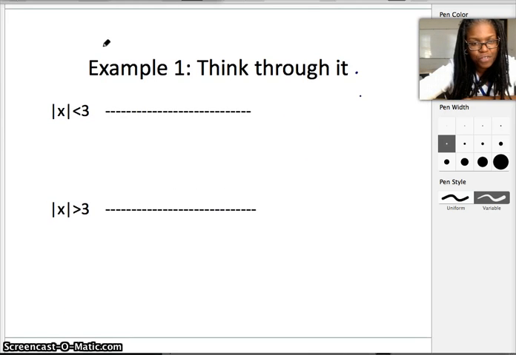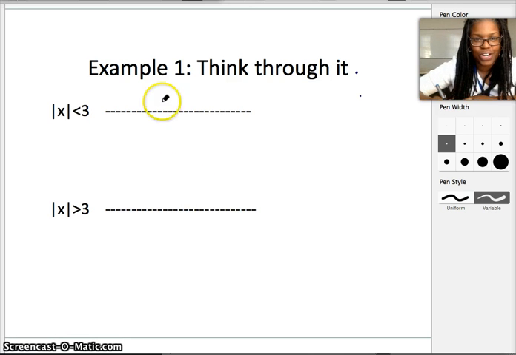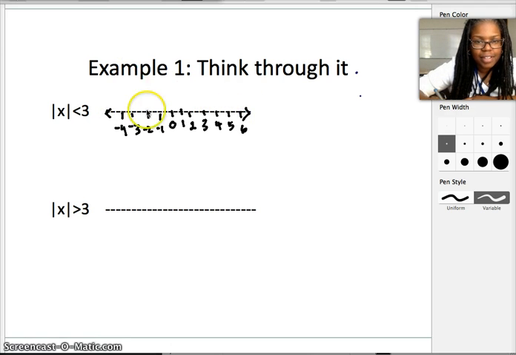This example is kind of a made up example, it's not found in your text. I just want us to think through the concept of absolute value and how it's associated with inequality. So let's get started. If you look at this inequality, it says the absolute value of some number x is less than 3. All right, I'm going to make this into number lines. That's my intention here. And I'm going to number this like that.